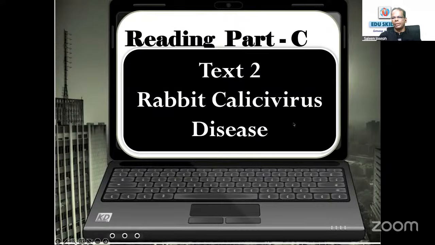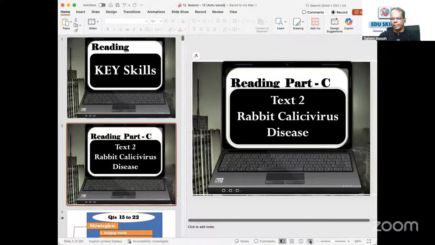Reading part C, rabbit calicivirus disease, right? Sorry. This was sent by someone, I don't know. We'll be dealing with that, saying that it's very challenging. I don't know the authenticity, and we EduSkills respect the copyrights. I'm not sure from where this text originated.